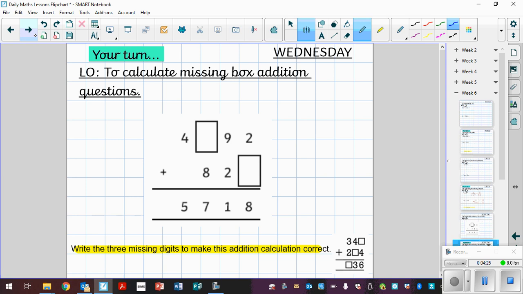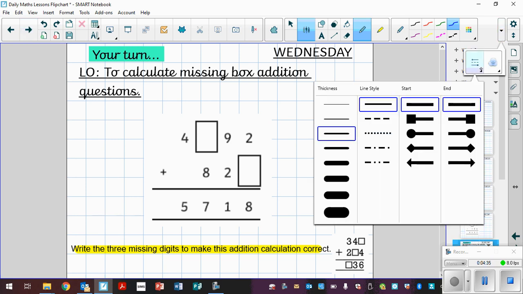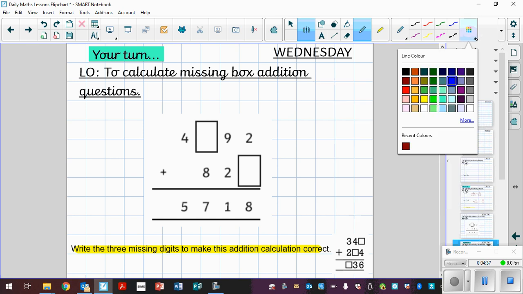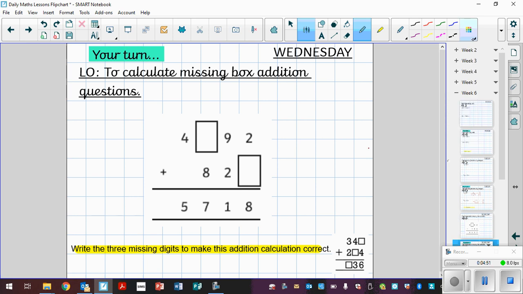Right then, children, now's your chance to have a go. Now, what you may notice straight away, there are 2 missing boxes. So think carefully about it. Do what we have just done together, children. Work from the ones column your way through. Remember, once you think you've got an answer, double check to make sure that you are right. Pause the video, have a go, and then unpause the video, and we will work through together to get the answer. Right, well done for having a go, children.